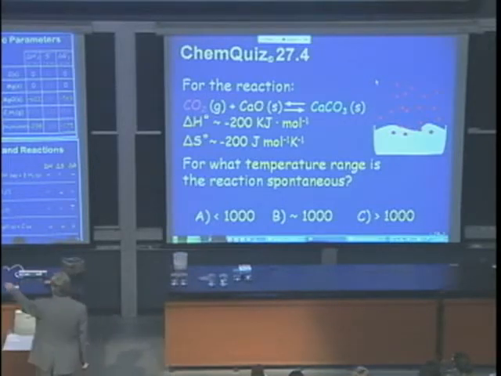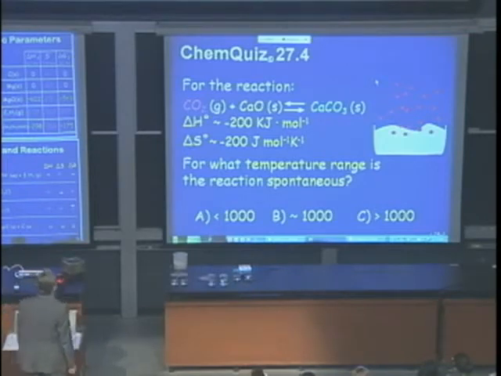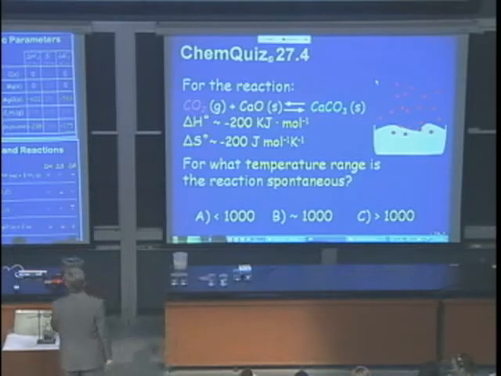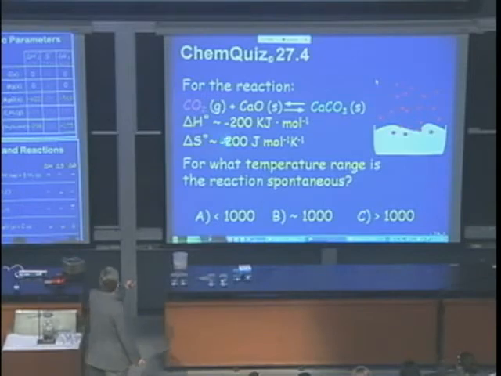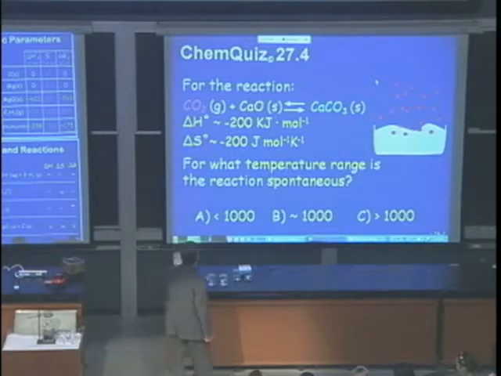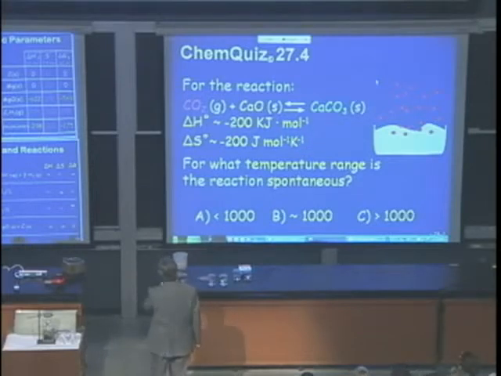We say delta G is delta H, okay? Delta H is minus 200 kilojoules per mole. And then let's just say 1,000 degrees. Let's put 1,000 degrees in there. So 1,000 times 200, this would be minus times minus, so this would be plus. So 200 times 1,000 is 200,000 joules per mole per Kelvin, but we multiply with Kelvin, so this goes away. So we have 200,000 joules per mole.